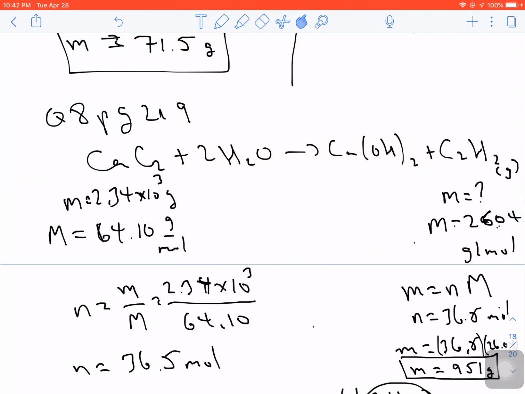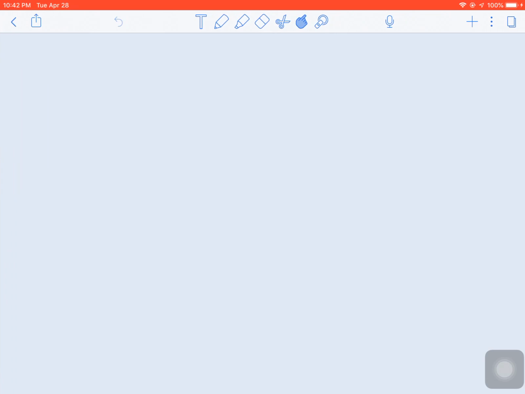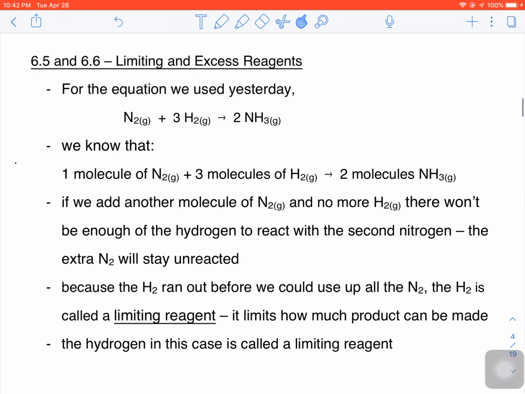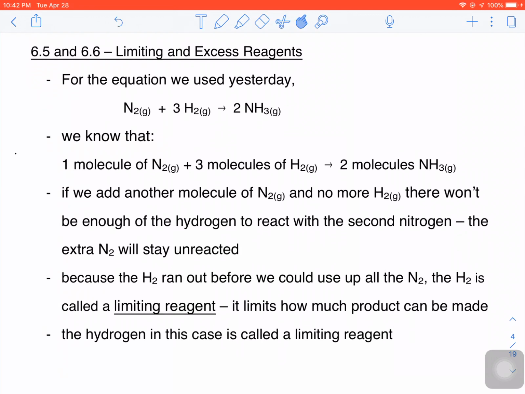Okay, from there I want to move into today's note. So hopefully you've had a chance to try these questions before starting today's class. All right. Today we're going to talk about what happens when I'm mixing two reagents together and using both of them to decide how much product I'm going to get.